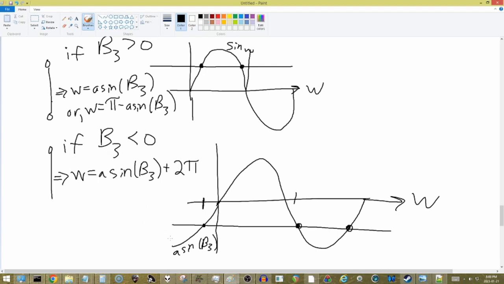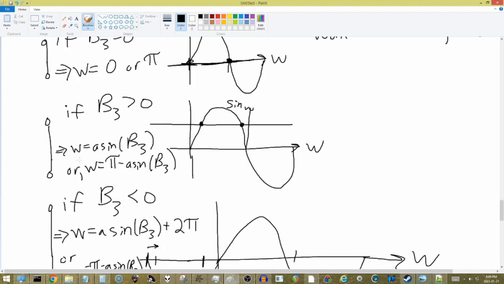And then we think about the other. We think about how do we get here? Well, if we just look at this point here, this point we know from the sine of x graph, this point is negative pi. And then subtracting a negative value brings you to the positive direction. So the other possible answer is W equals negative pi minus the arcsine of B3 plus 2 pi. So those are our possible answers there for W.